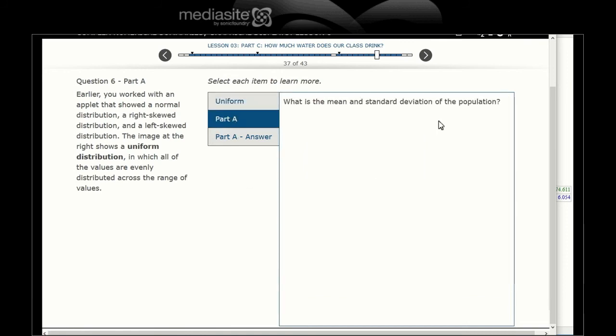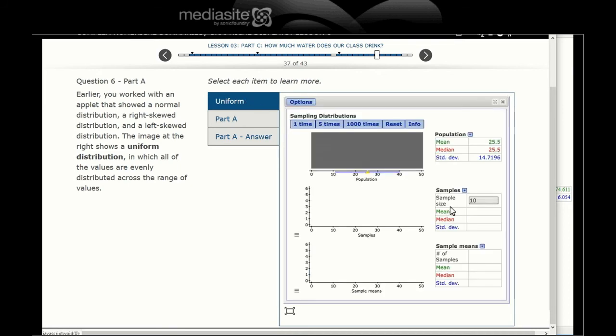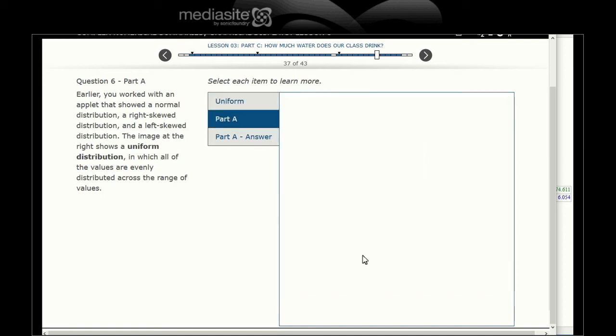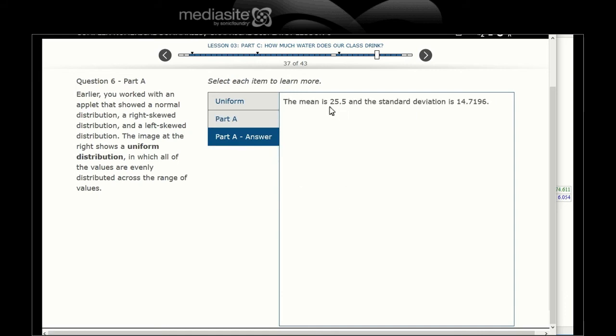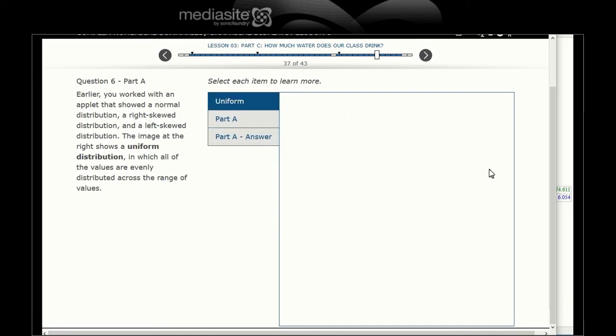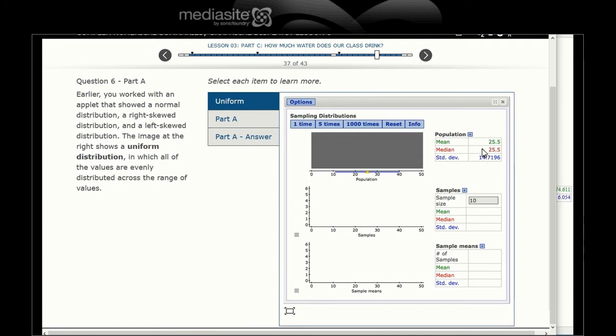Part A says, what is the mean and standard deviation of the population? Oh, uniform. Okay, not normal. It's a uniform distribution. Basically, no matter where you are, it's the same value. So the mean is 25.5, the median is 25.5, the standard deviation is 14.7196. Reading it right off the graph.